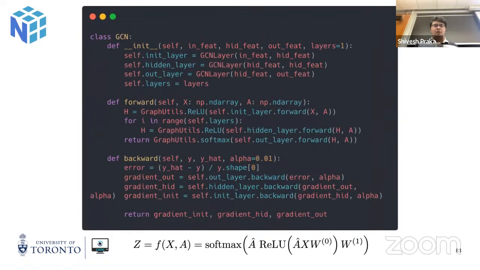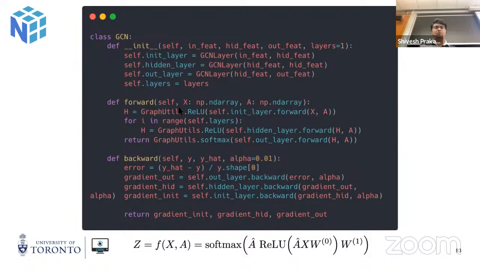Right. Okay, so now let's talk about how we will implement the GCN, the graph convolution network. So here we initialize the graph convolution layer. Here in feat is the number of input features, and hid feat is the number of output features. Again, hidden layer and output layer both are GCN layers with the respective input and output features. And layers here means number of layers. So the default value is 1.